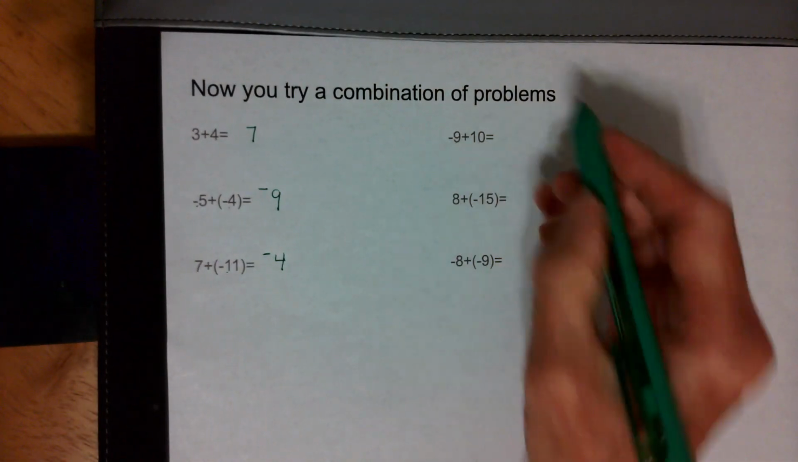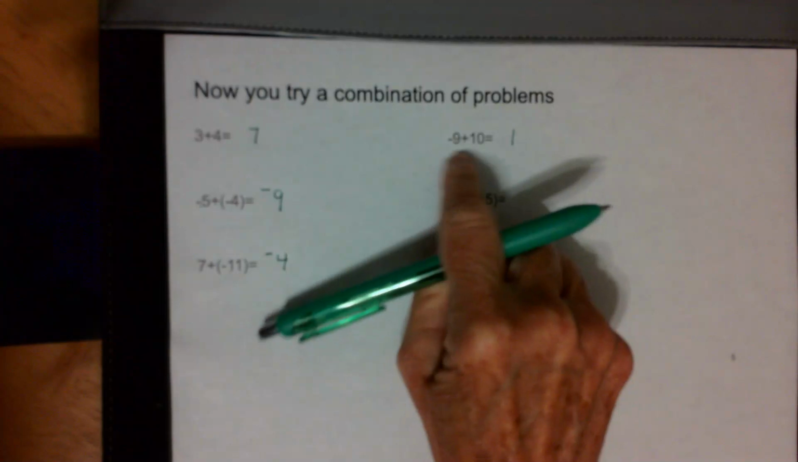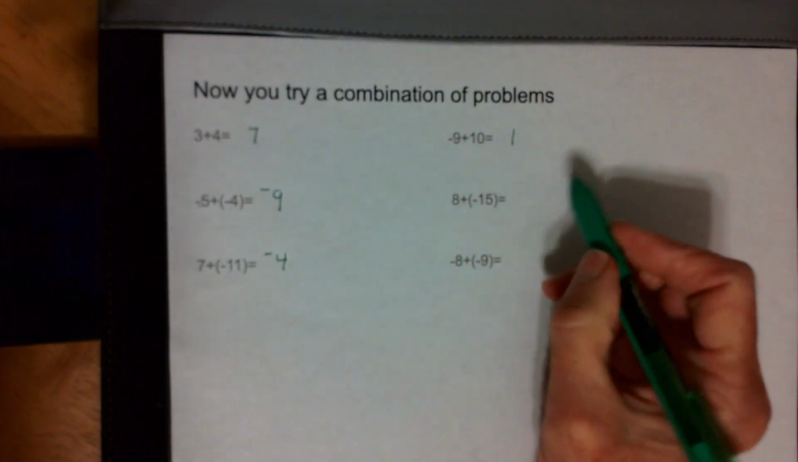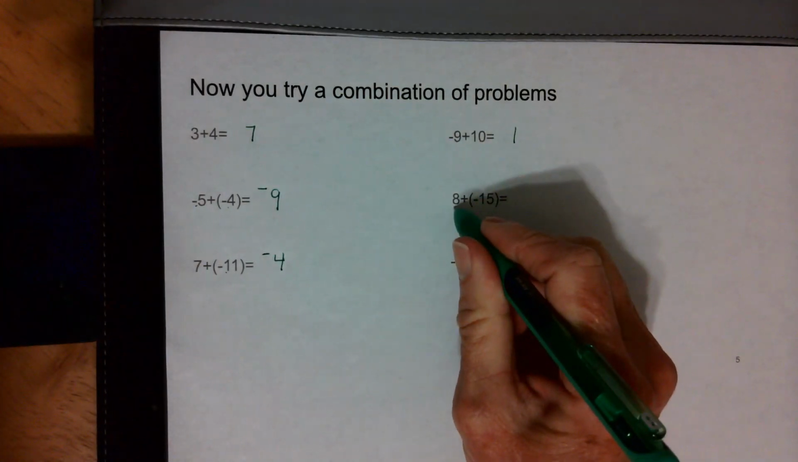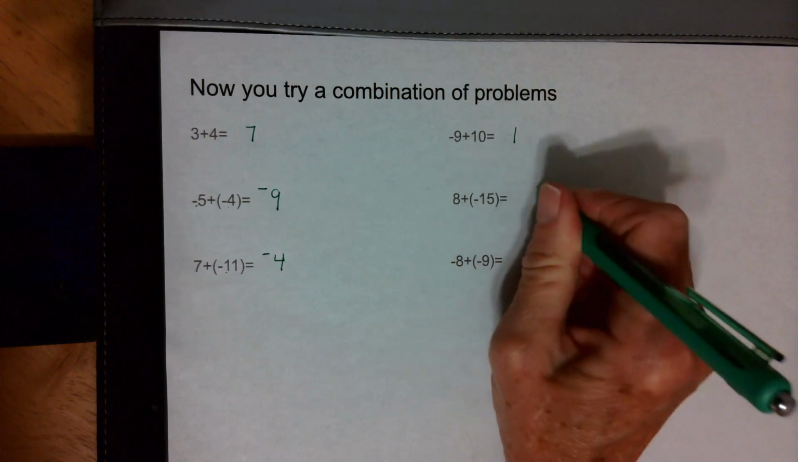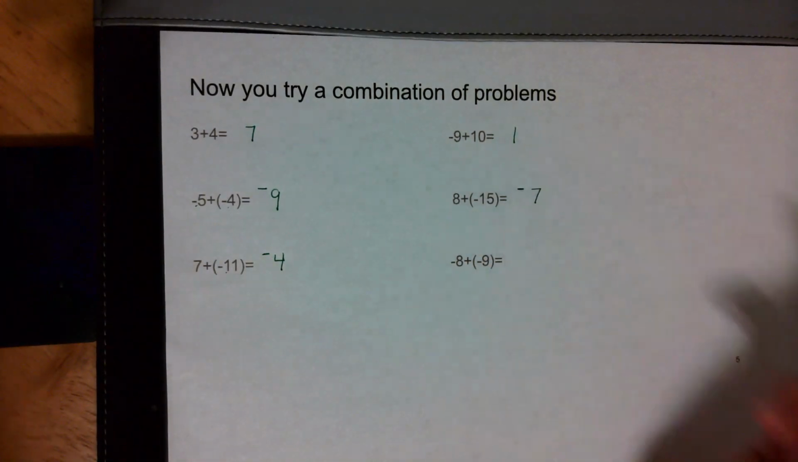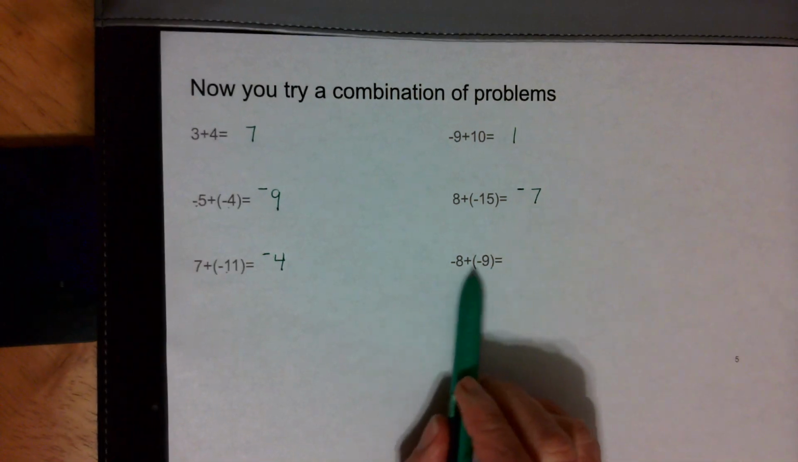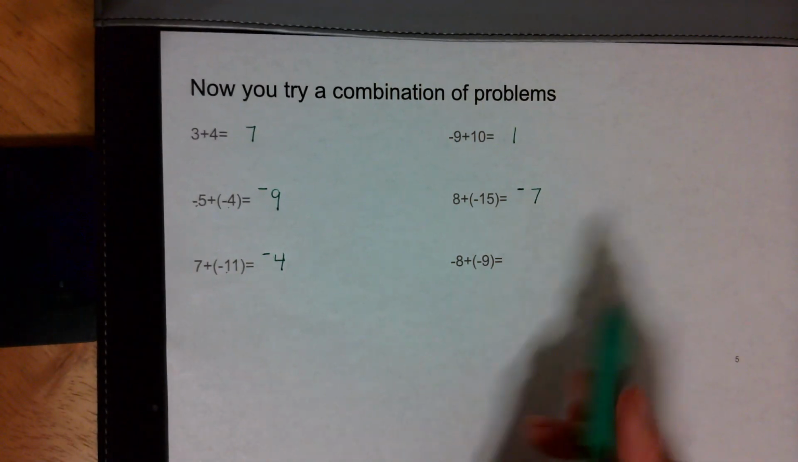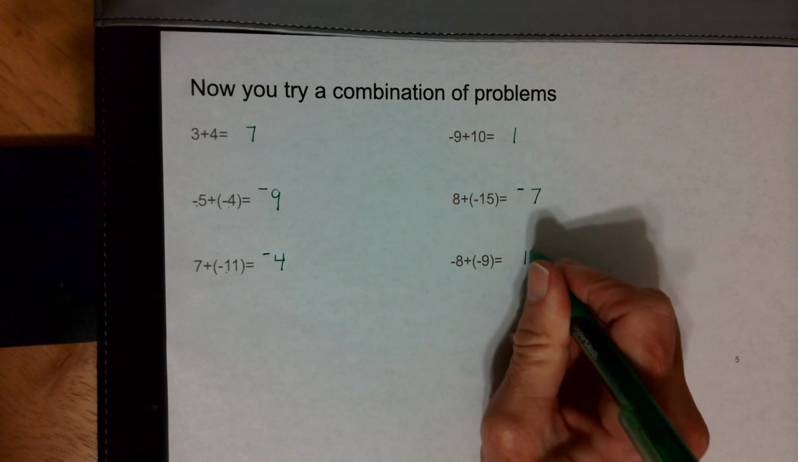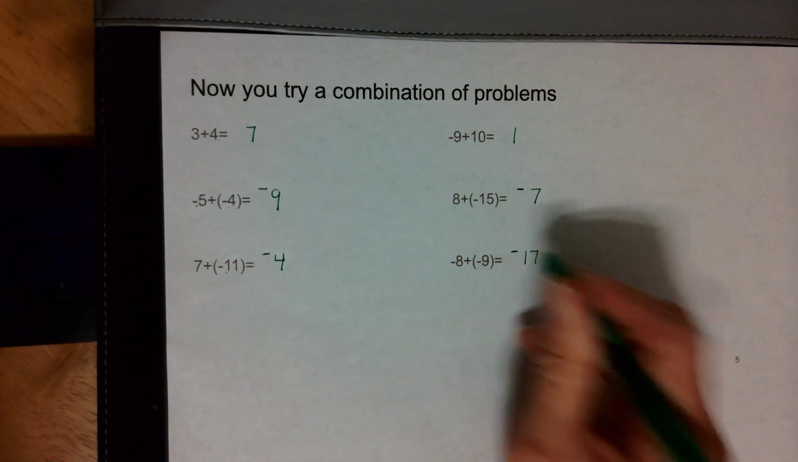10 minus 9 is 1, because see how the signs are different? The larger number is positive. 18 minus 8 is 7. The larger number is negative, so it's -7. And now we're back to the signs being the same. So I add these two and use their sign.